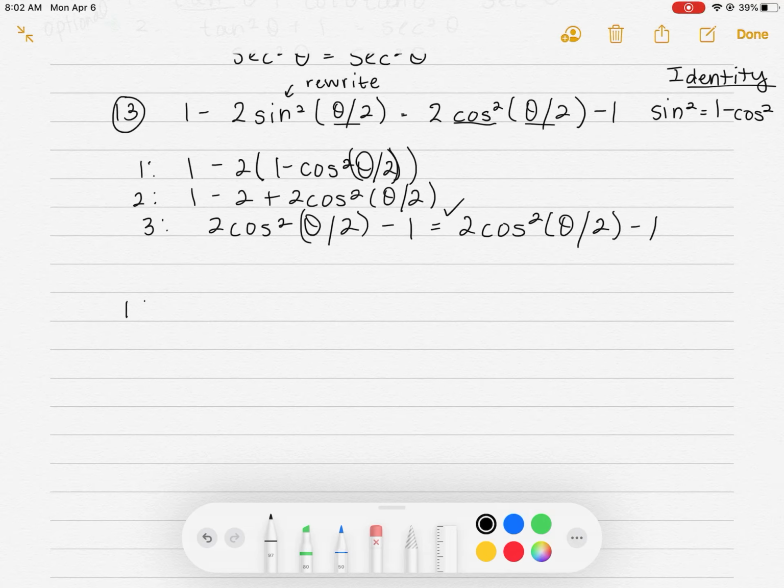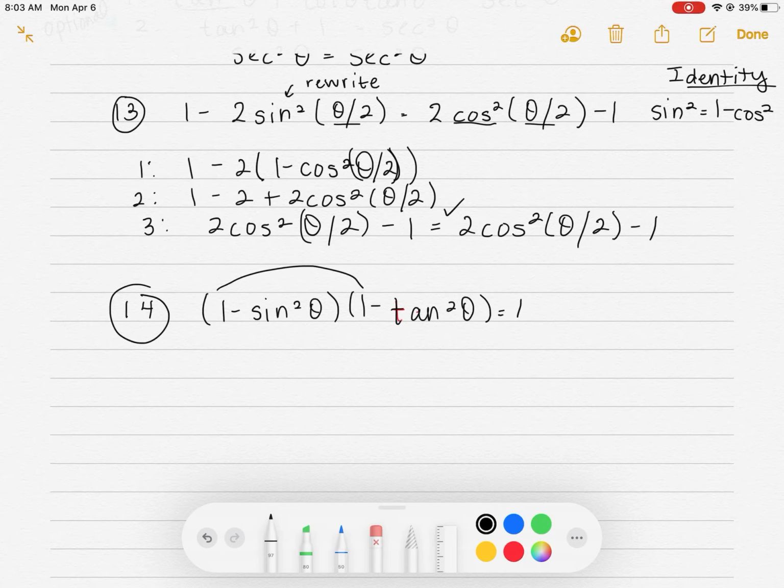So let's do a few more of these, and then this will be your notes for the week. So on 14 here for our example, we have 1 minus the sine squared of theta times 1 minus the tangent squared of theta is equal to 1. So first thing you do is distribute. So I'm going to have that in 4 separate boxes, so I would want you to distribute 1 minus the tangent squared of theta, because then you have 1 times that. And then you have minus the sine squared of theta.